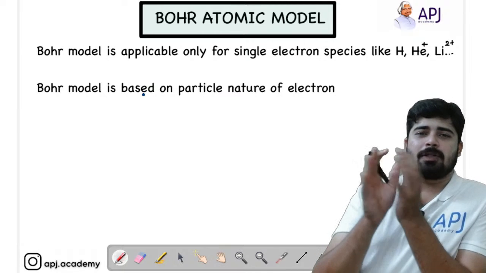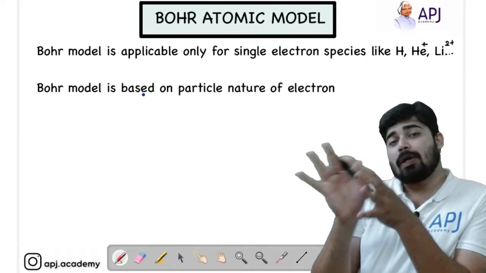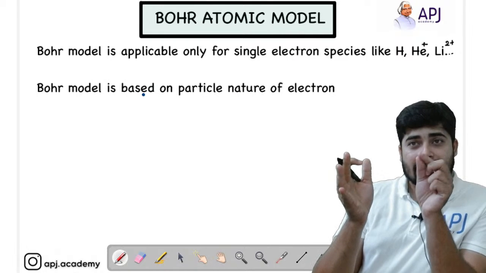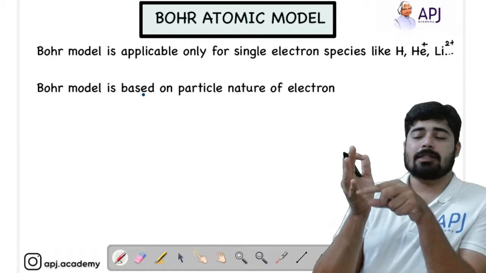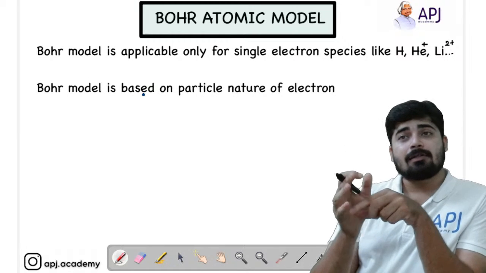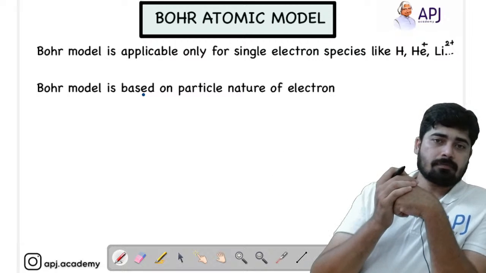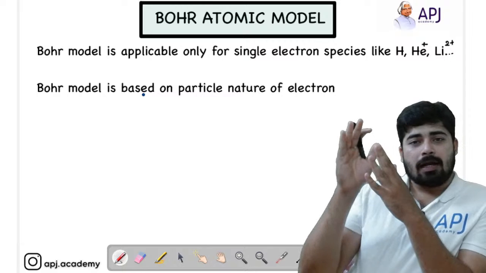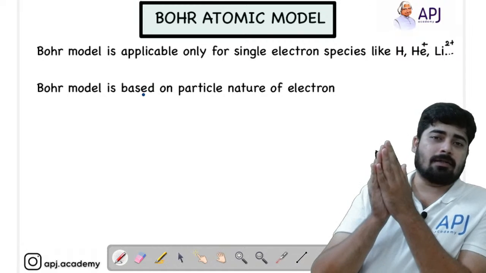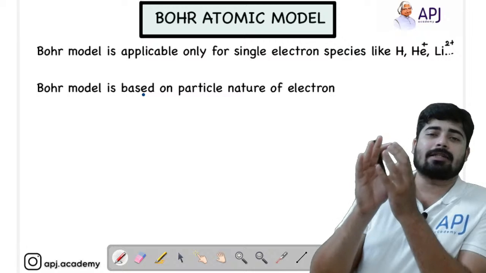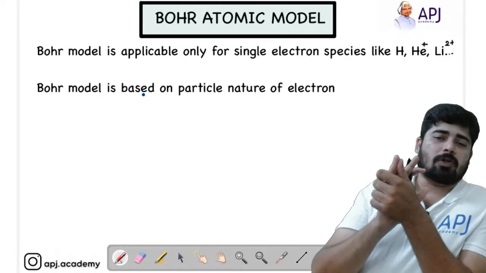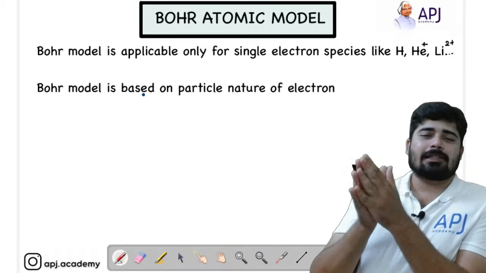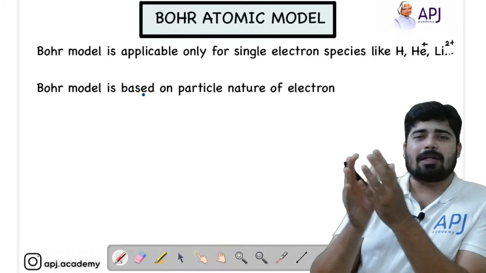For example, we know that the electron has a dual nature, right? It has particle nature because it acts as a particle with a certain amount of mass, and it also has wave nature because it moves like a wave. But Bohr only considered electrons as particles. The wave nature of the electron was not considered by Bohr. So obviously there will be certain limitations that we can see in the Bohr atomic model.